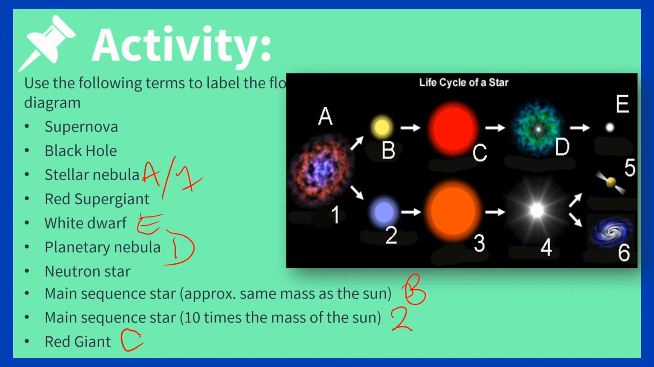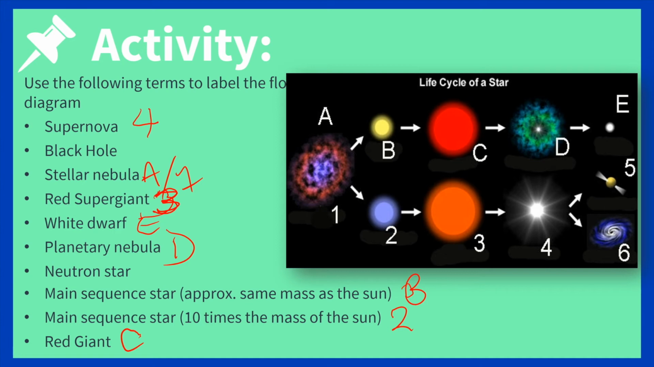All right, and then we move on to 3. 3 again, red giant sort of phase, but this is a really big one, so it's going to be a red supergiant. Ooh, a bit of a funky looking 3 in there. And then we're going to get to 4. After a red supergiant, this is where a star would go supernova. So 4 is our supernova.